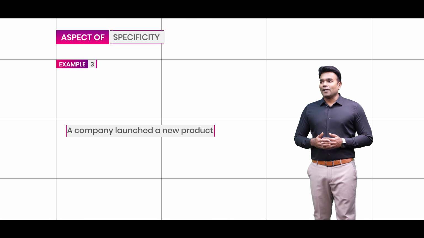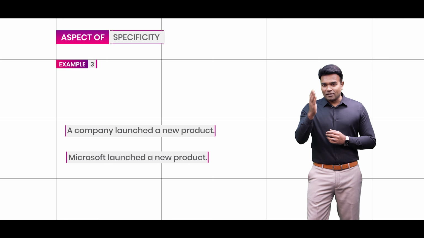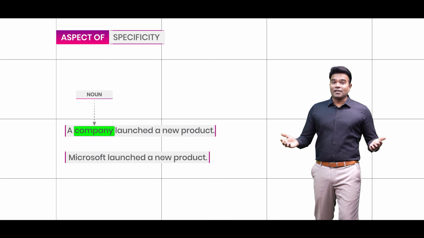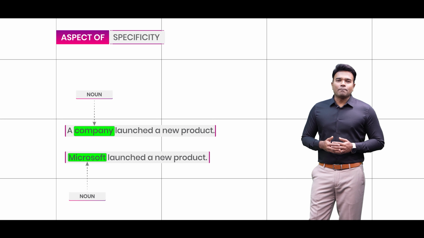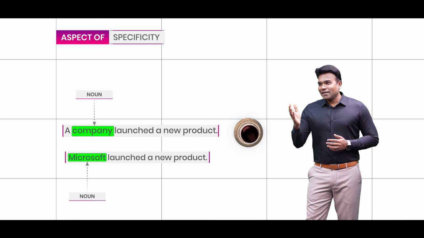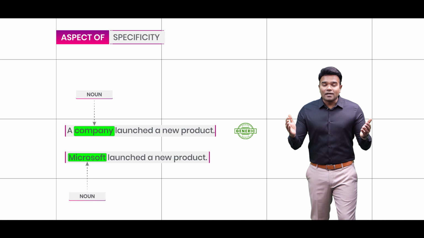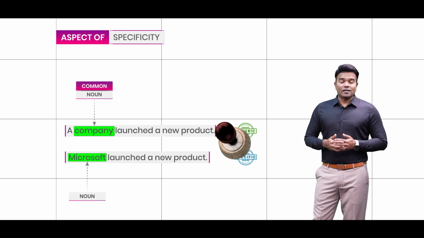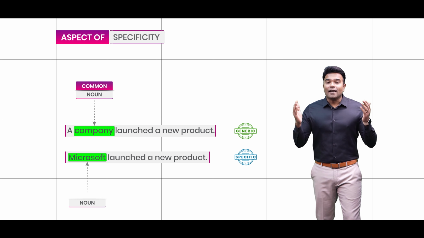Anyway, let me give you one more example. Have a look at this sentence. A company launched a new product. And have a look at this sentence. Microsoft launched a new product. Well, again here, the word company happens to be categorized as a noun in English, and Microsoft also is categorized as a noun in English, but then company here in the first sentence refers to a general category of business that produces goods and services, and hence is categorized as a common noun, whereas Microsoft here is a specific entity, a specific company about which the sentence is referring to, and hence is categorized as the proper noun.